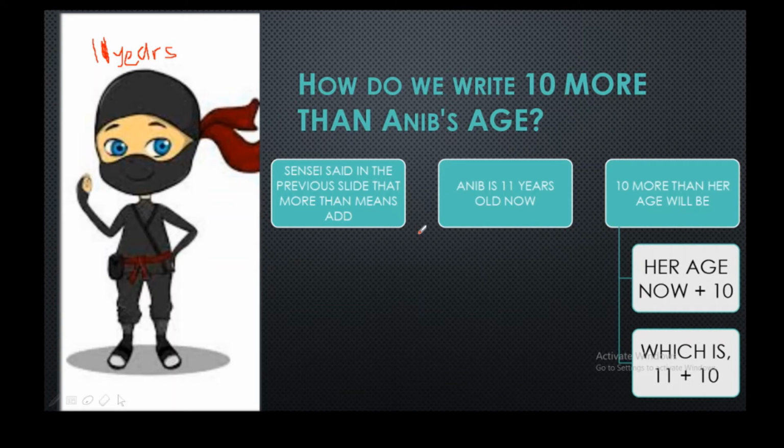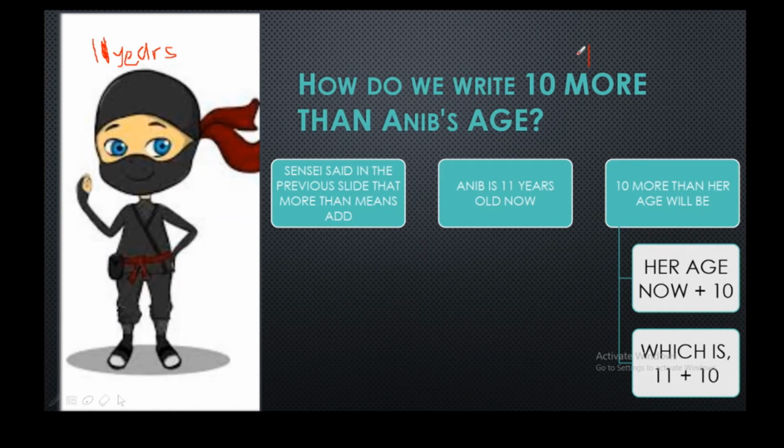So her name is Anib. She's 11 years old. So we want to see how to write 10 more than Anib's age. Sensei said in the previous slide that more than means to add, right? So yeah, we need our plus here. That is our first weapon.